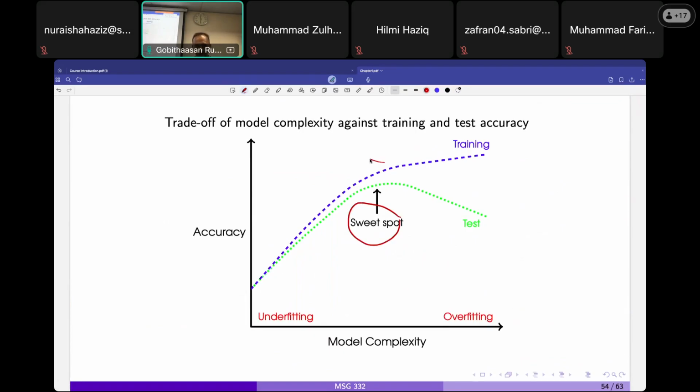The accuracy would be, of course, good, right? The training accuracy and the test accuracy, we will check both, right? There should be a sweet spot, right?